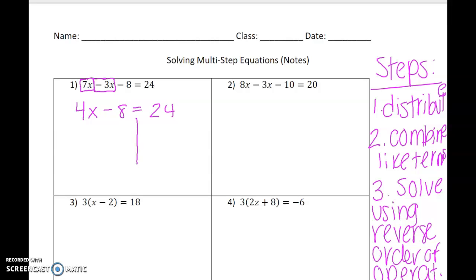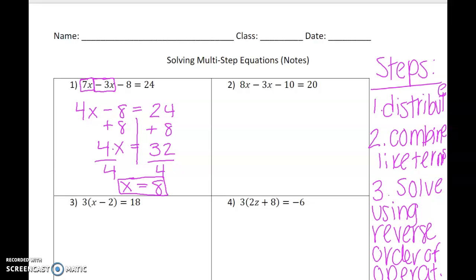And now I'm just going to solve like normal. So I'm going to add 8 to both sides. And I have 4x equals 24 plus 8 is 32. Divide by 4 on both sides to undo this multiplication and get x by itself. And my final answer is going to be 32 divided by 4, which is 8.